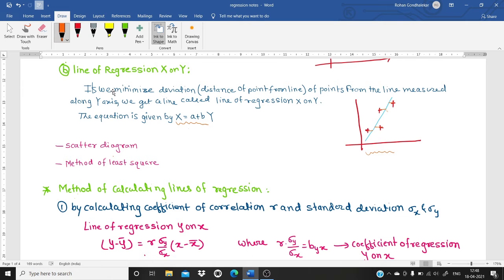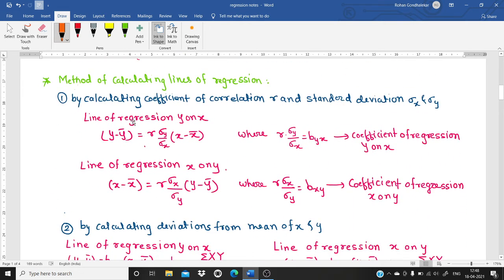Fine. Okay. Now come to another method of calculating the line of regression. See here I have noted all the formulae. By calculating the coefficient of correlation small r, that means I am going to use the Karl Pearson coefficient of correlation. Small r is the Karl Pearson coefficient of correlation, as well as the standard deviation in x, that is sigma x, and in y, sigma y.